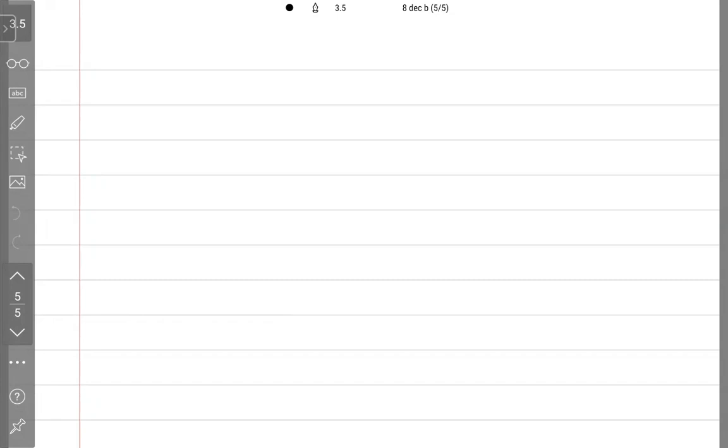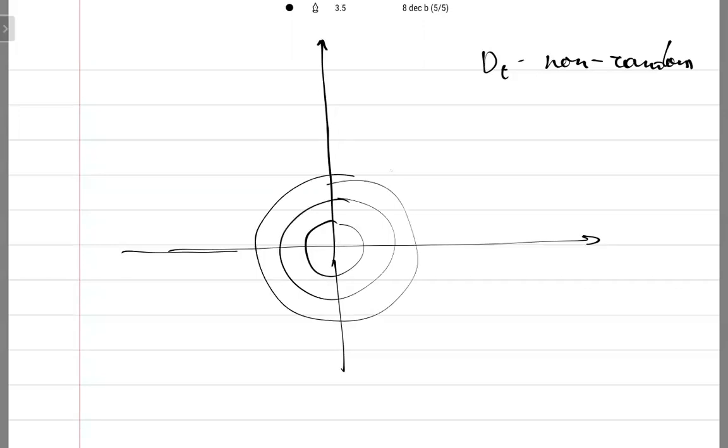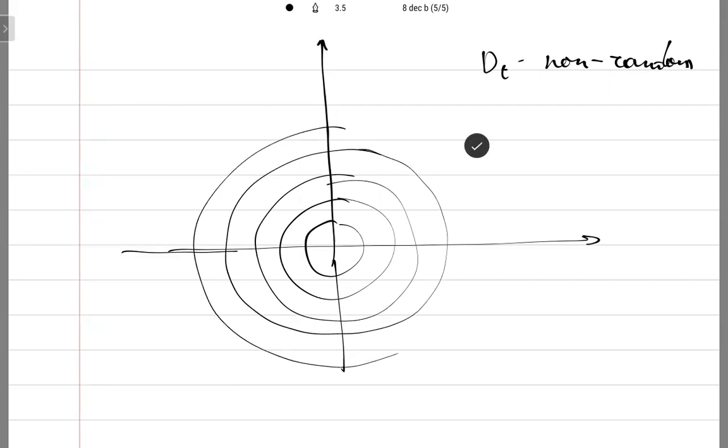We can describe our process a little bit. So dt is non-random. What does it mean? It means that if we draw circles, we know that our process will be on this circle at time t equal, let's say, to 4, and on that circle at time t equal to 3. So we can predict the distance from origin of our stochastic process, but we cannot say exactly at which angle our point will be located.